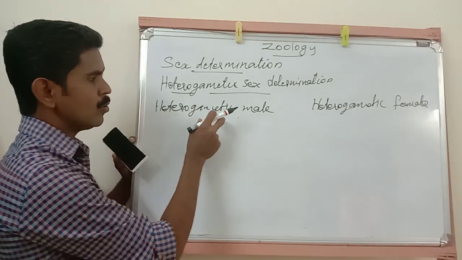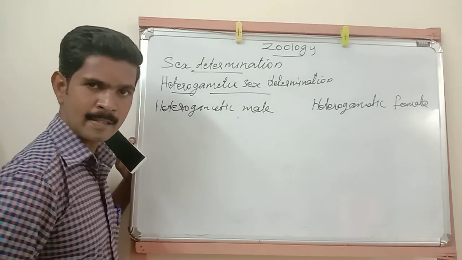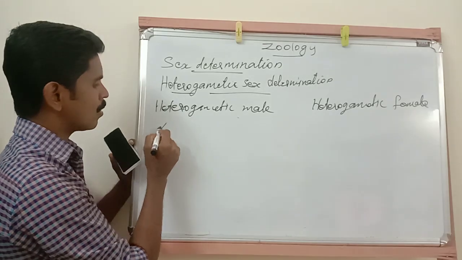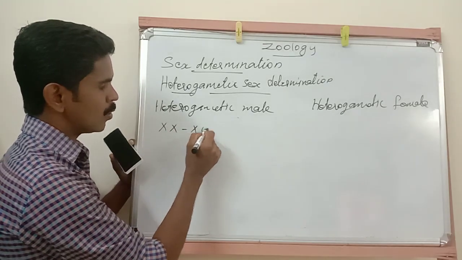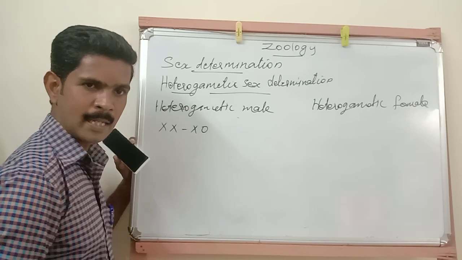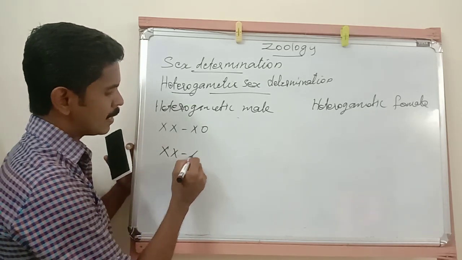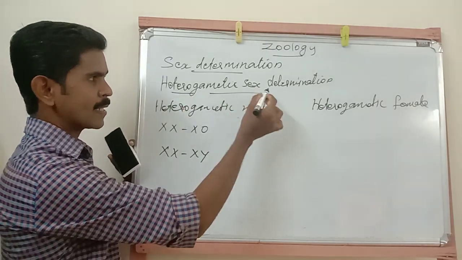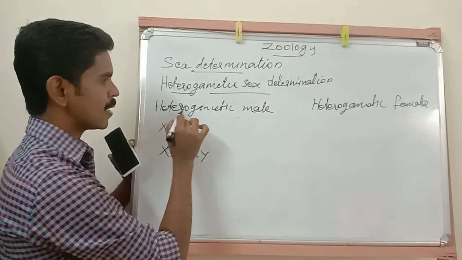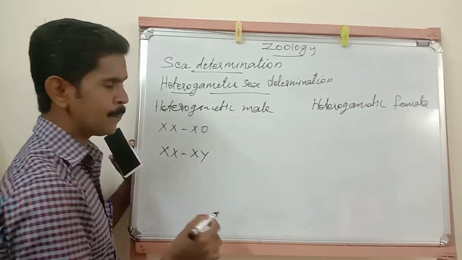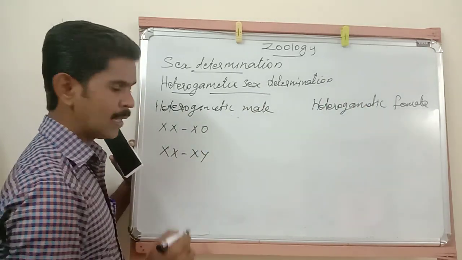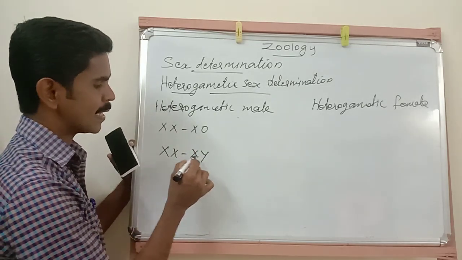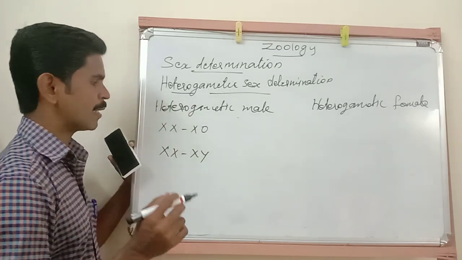Then there are two types of heterogametic male sex determination. One is called XX-XO type of sex determination, and the second one is called XX-XY type of sex determination. Listen very carefully, dear students.